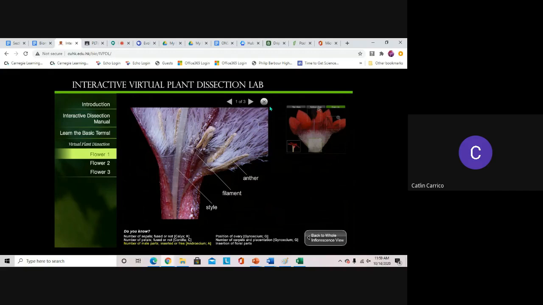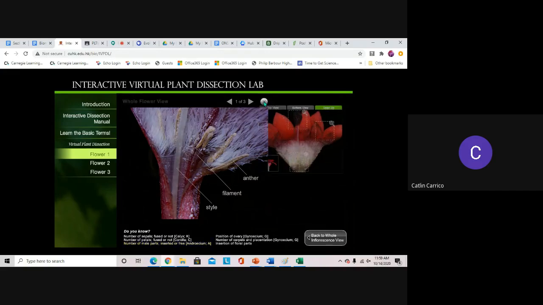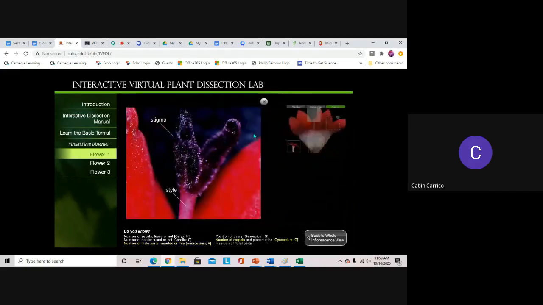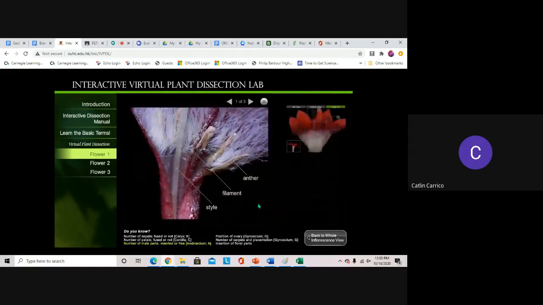I'm sorry, I misspoke on here. This is the top of the female part of the flower. Because down here we have the male parts.